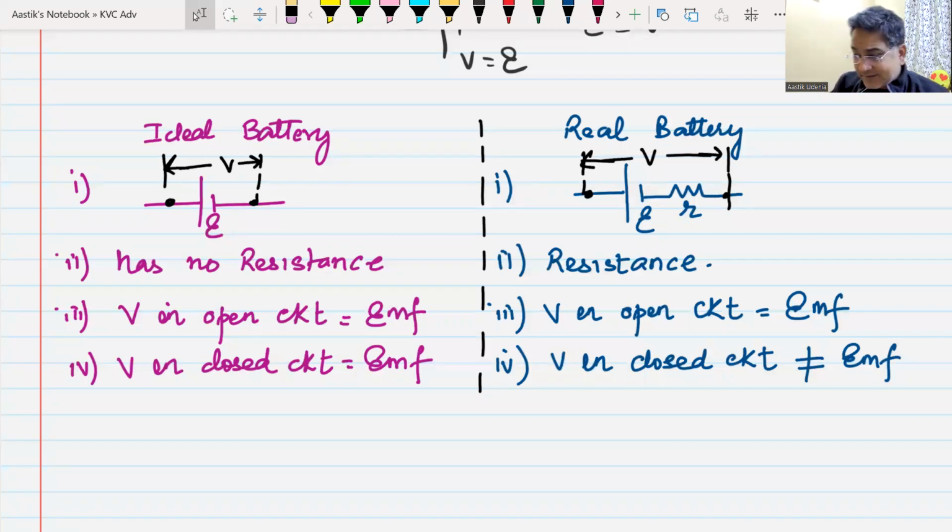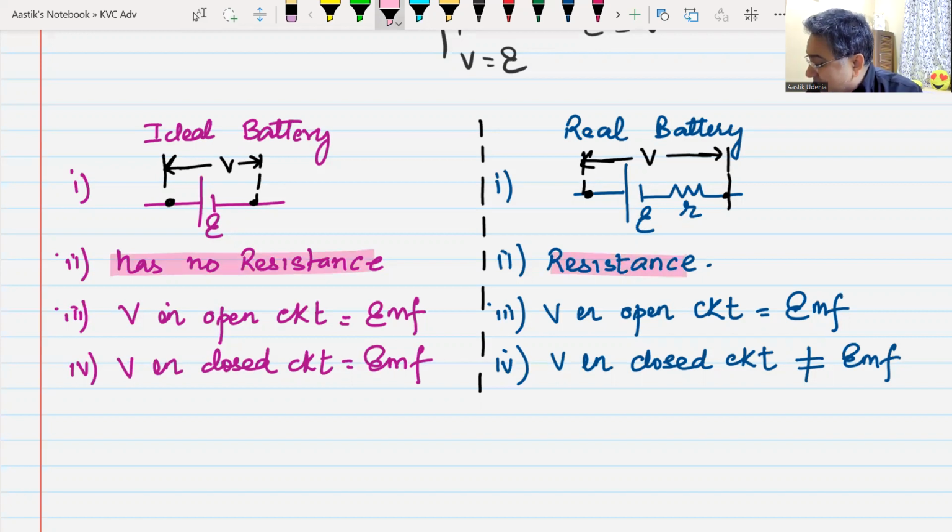Then you can write this. Whenever we talk about battery, we talk about ideal battery and real battery. An ideal battery does not exist. But if it would have existed, it has no internal resistance, whereas a real battery has internal resistance. Do you understand this?